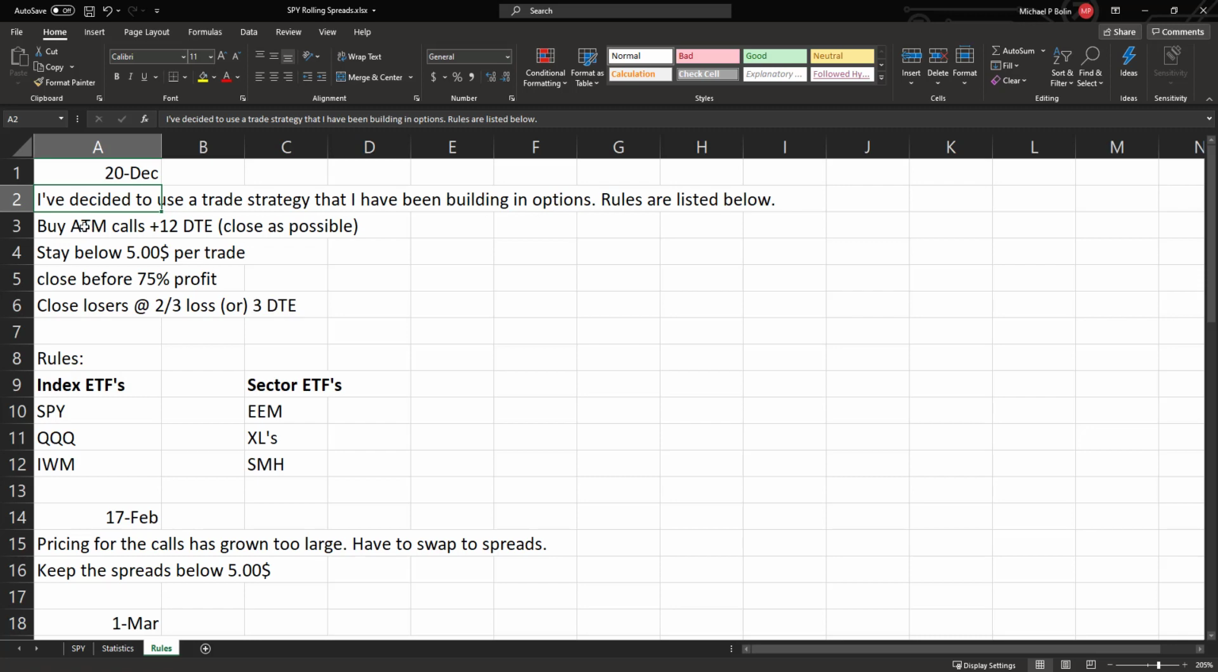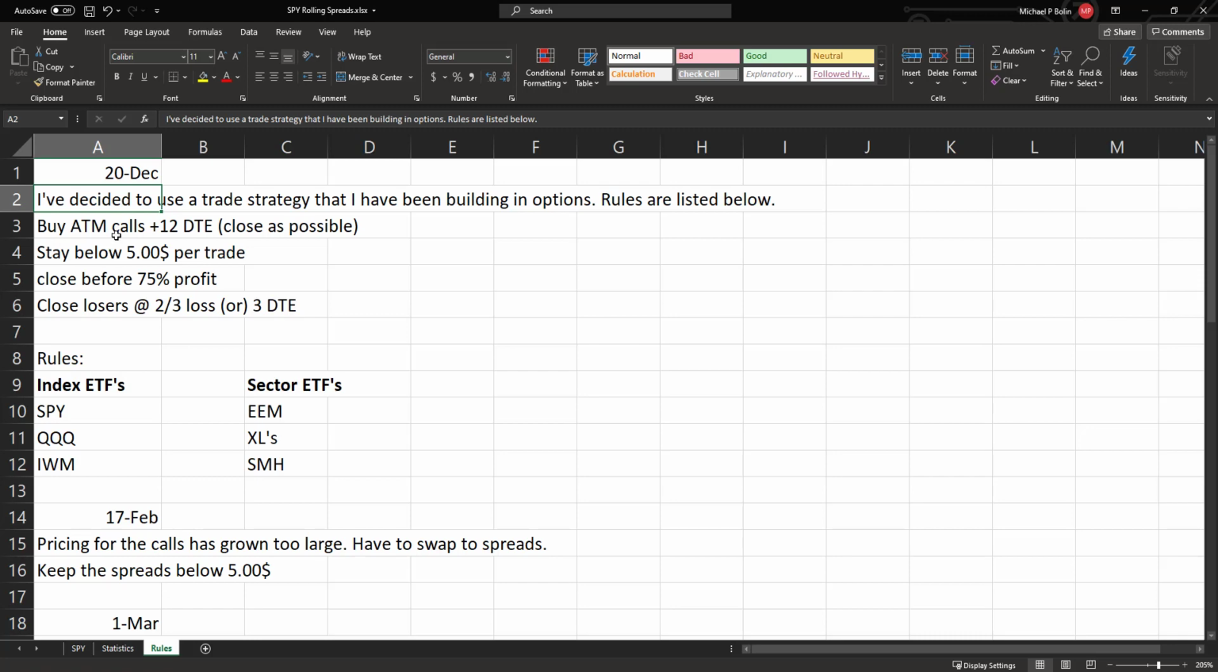I'm buying at the money, better than a 12 day to expiration or as close as possible trades. I'm buying calls. That's it. Just buying calls. I need to stay below $5. So if I can get 4 or 5 of them, that was the plan at the time. Great. The profit factor was get closed before 75% because I would be fading out of these, was the plan. If I'm losing, close at 2/3 of loss or within 3 days to expiration. Believe it or not, those kind of go hand in hand. We'll get to that later on.